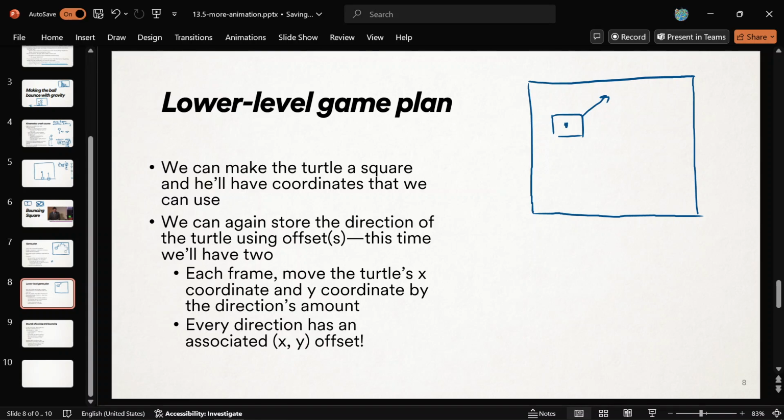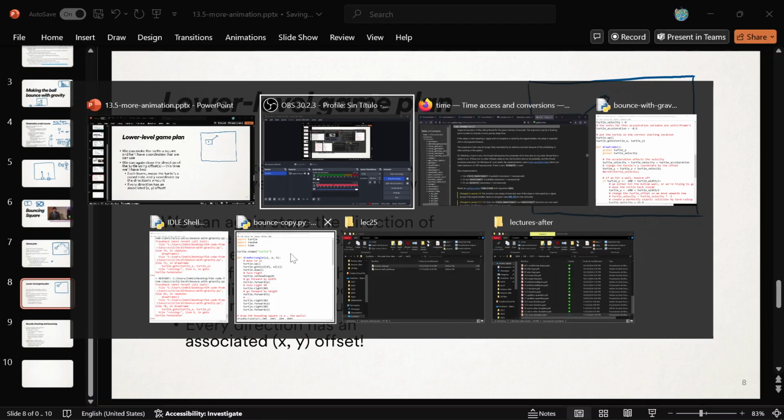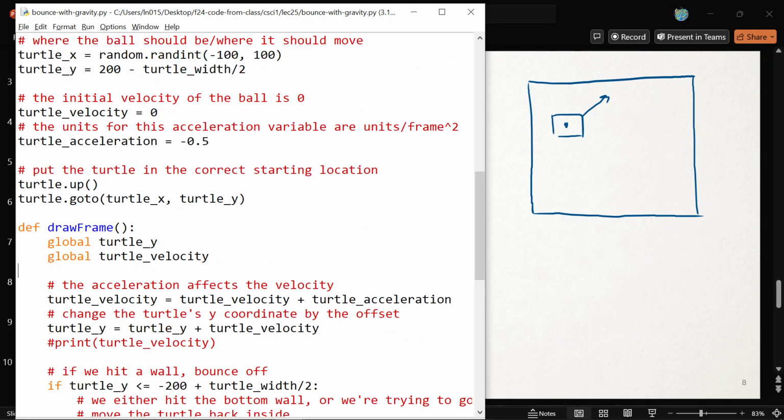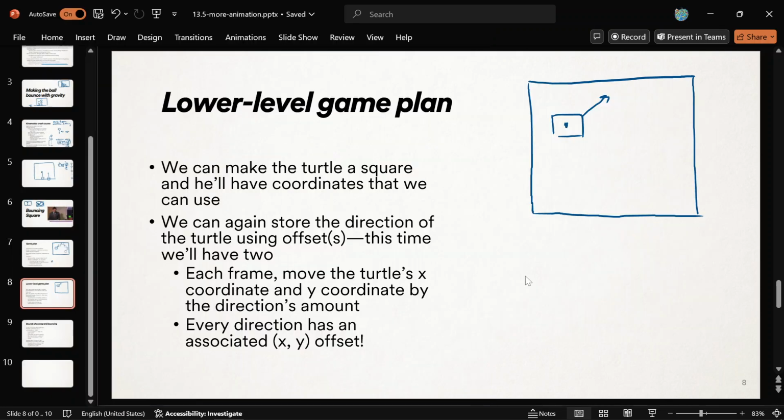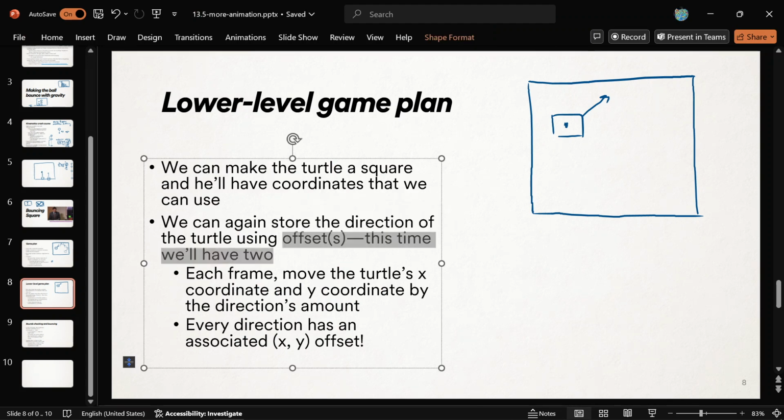Okay. How were we doing direction before? We were doing it with a number, right? A number to mean how much the y is going to change. I hope it makes sense that we had one offset to be the y direction. We're just going to need another offset to have some x direction as well for two-dimensional movement. That's what we're going to need now, okay?